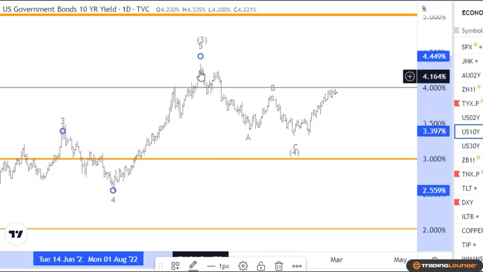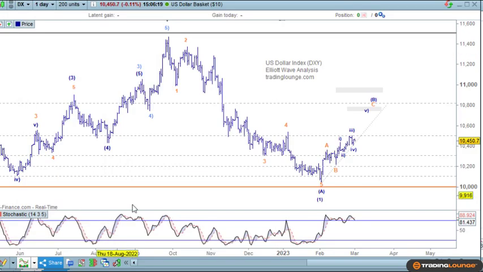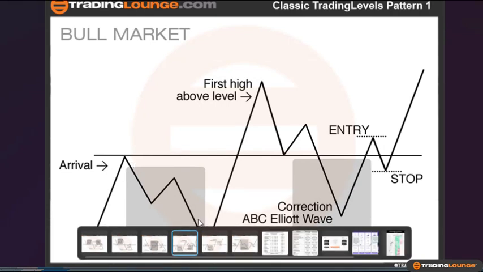In this case, we're looking for a bigger one. If we were going to go long, we'd start from the top and then we'd go down to here, but we've got this bigger correction occurring. So the classic trading levels pattern has kept us a little bit safe at that point. So this would be it here: the arrival, the reaction, the first high above the level. So we go along above there, then we go along here, but in some cases we get a bigger correction, and then we look back over here for that. So that's really where that is at the moment.